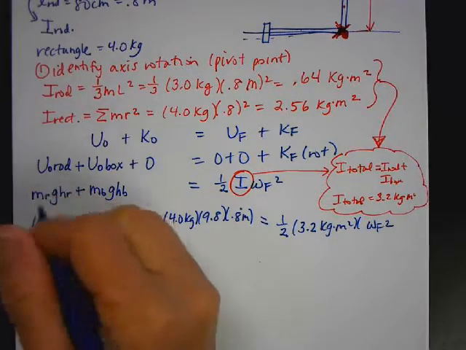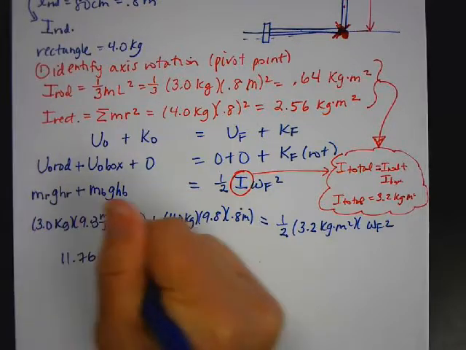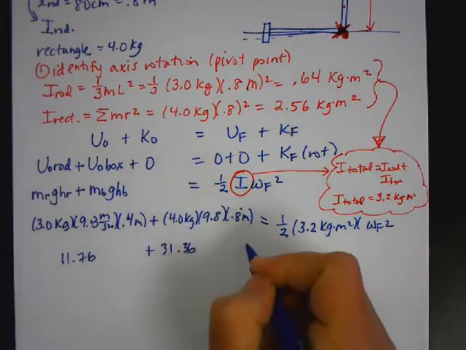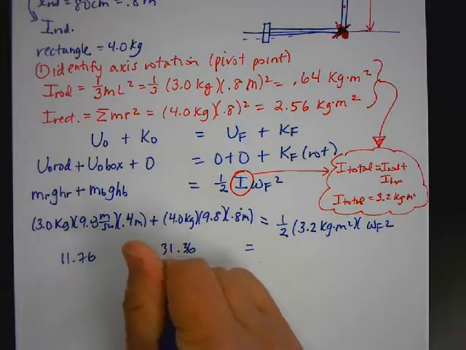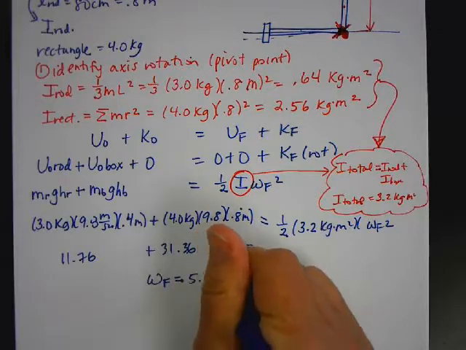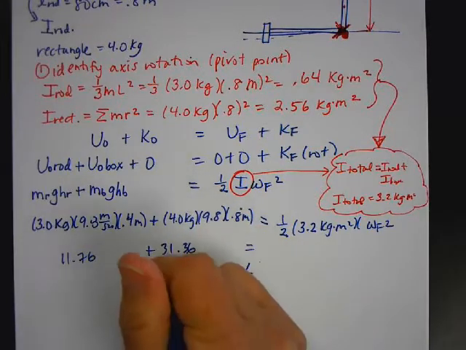If you do all the math here, this was like 11.76, this was 31.36, and then when I did the math, omega F came out to be 5.19 radians per second.